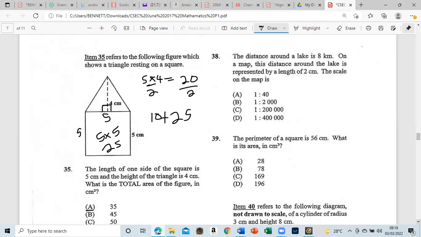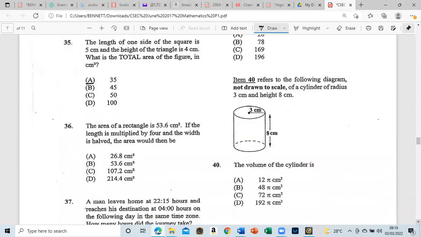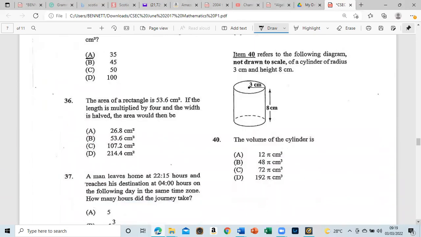Alright, let's move on to 36. Area of a rectangle is 56.3 centimeters squared. If the length is multiplied by 4 and the width is halved, the area is this. So it's like you're multiplying by 2, because I divide by 2 and multiply by 4. So that would be 107.